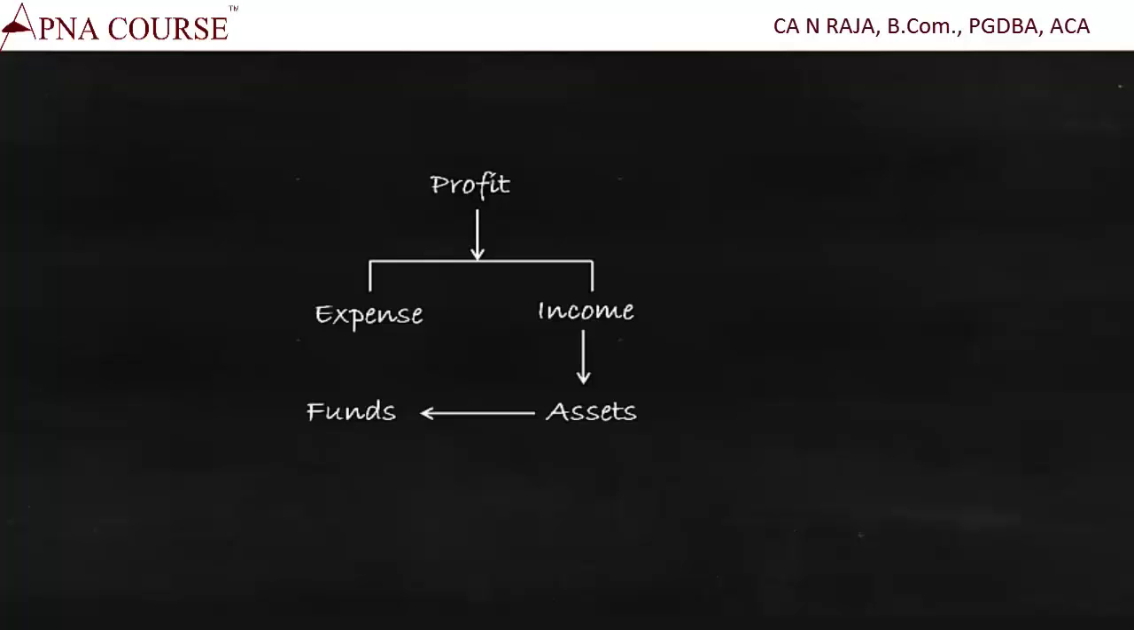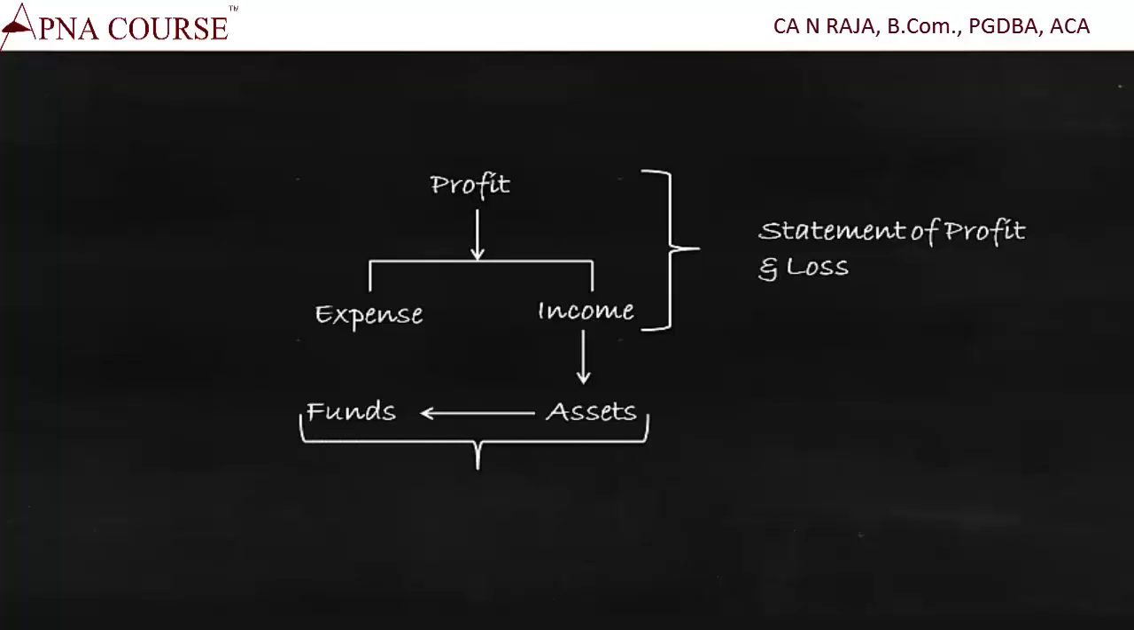So you should know what your income, expense, and profit are, and that can be known from something called the statement of profit and loss. From the statement of profit and loss, we can know what the incomes are, what the expenses are, and what the profit is. And we also should always know what funds have been taken or mobilized and what assets have been created. And that can be known from a statement called the balance sheet.